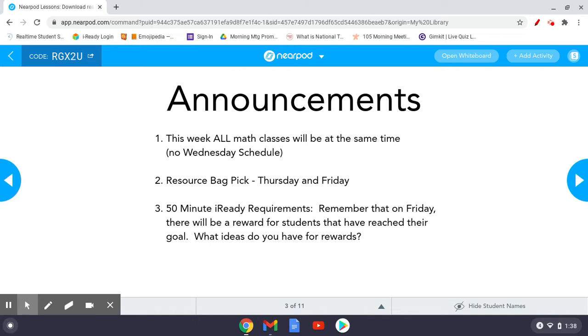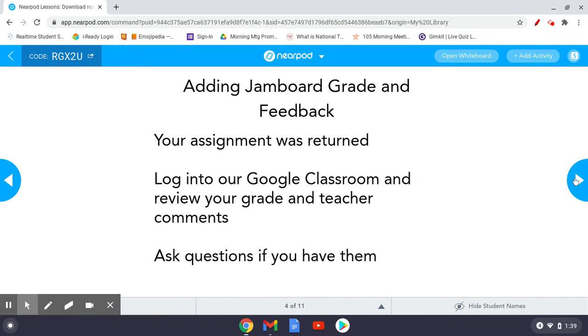Also, a reminder to families that the resource pickup bags will be available Thursday and Friday of this week. So please make time to come on over to Ritter School between 7 and 12 to pick up your bags. Also, there is a 15-minute iReady requirement every week. So again, try and get that done before class on Friday so you can participate in a reward for those students who have completed their responsibilities.